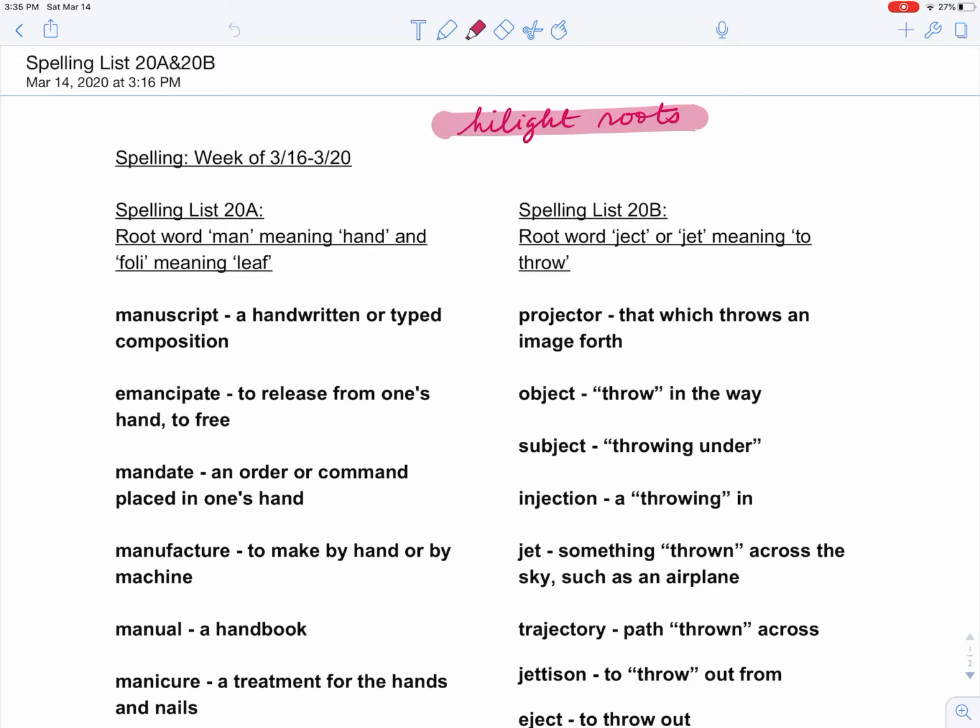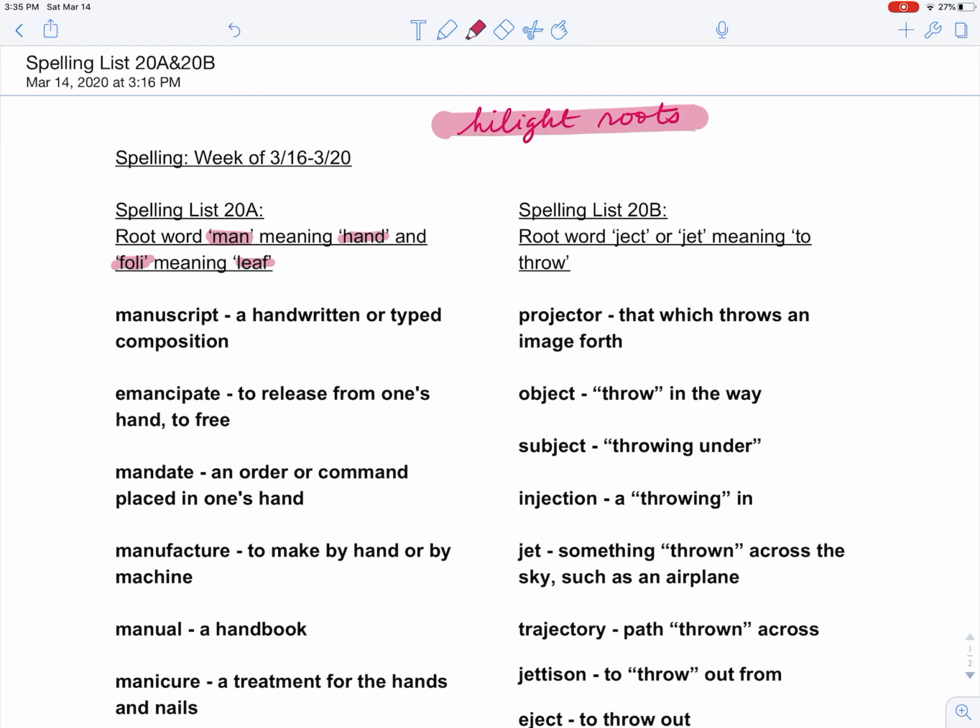Please be sure to highlight the roots like we always do, as well as to repeat after me when I ask you to. So for list 20A, we have the root man, meaning hand, as well as the root foli, meaning leaf.